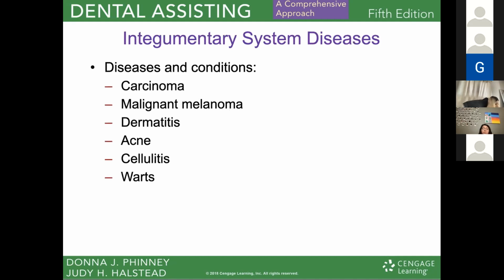Cellulitis is where the skin is dimply or patchy because of the abnormal deposition of fat. And then there's warts, which are caused by a type of human papillomavirus.